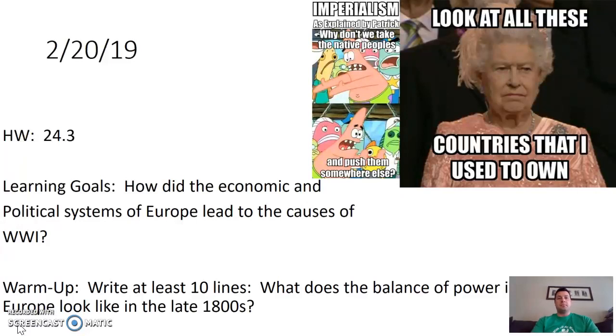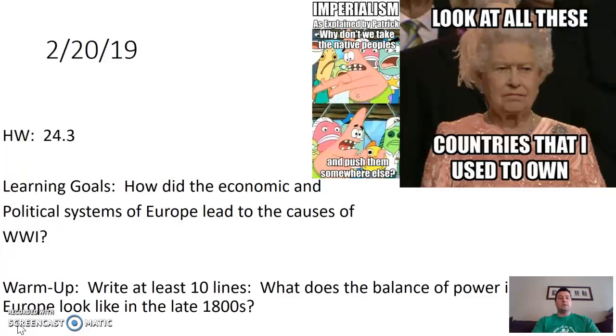So today we're talking about imperialism, and specifically we call this new imperialism, old imperialism being the imperialism of the age of exploration. But you're going to see a lot of similarities between the two of them. They're going to share a lot of themes. The economic policies are going to be similar as well.